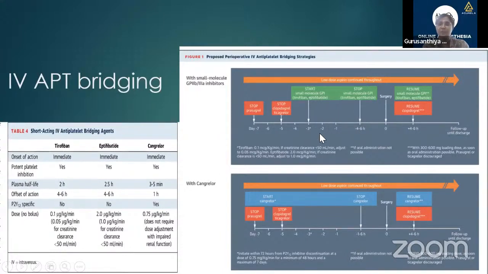4 to 6 hours. Once the surgery is over, after 4 to 6 hours, if the bleeding risk is very less, you can try to resume clopidogrel with a loading dose of 300 to 600 milligrams. And if the bleeding risk is high, you can continue with the short-acting IV antiplatelet agents, or withhold the antiplatelet agent and restart when the bleeding risk is mitigated. You follow them up to discharge and decide whether to continue with dual antiplatelet agents or not.